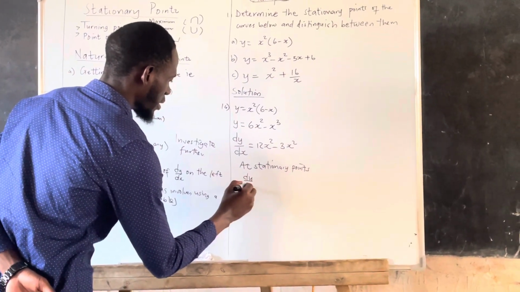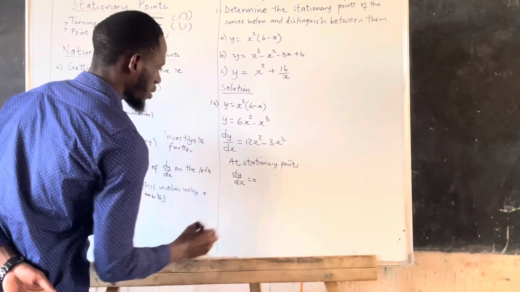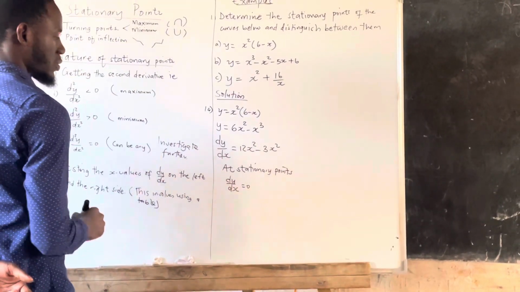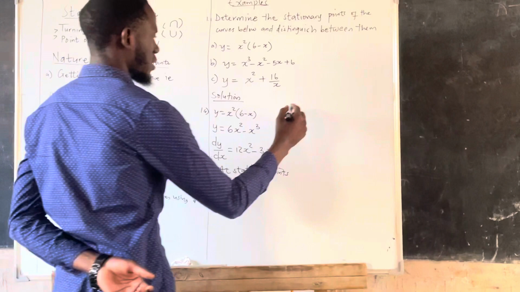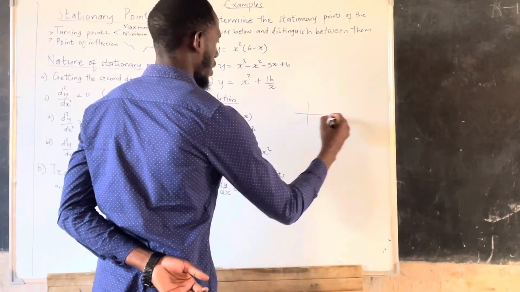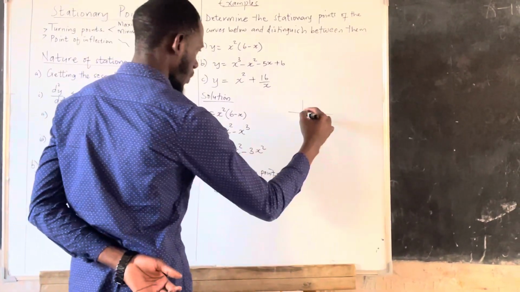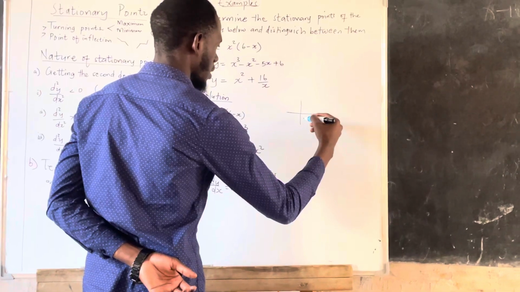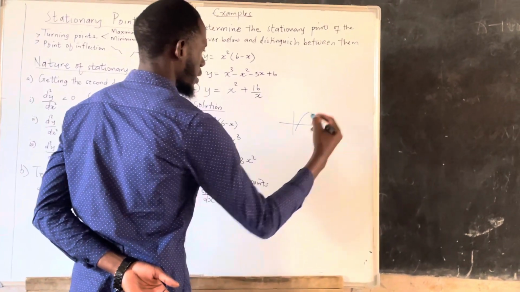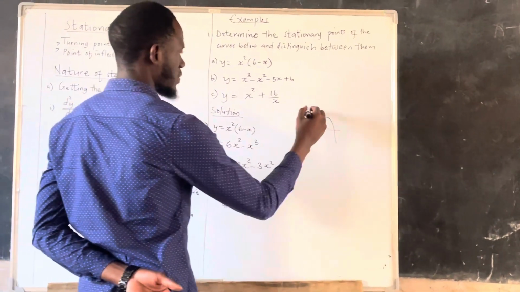Having established this, we should note something, that at turning points or at stationary points, always our gradient function is equal to 0. Change in y over change in x is equal to 0. What does this mean? It means that if I have my curve like that, let me use an example of a maximum like this. This is having a maximum turning point.